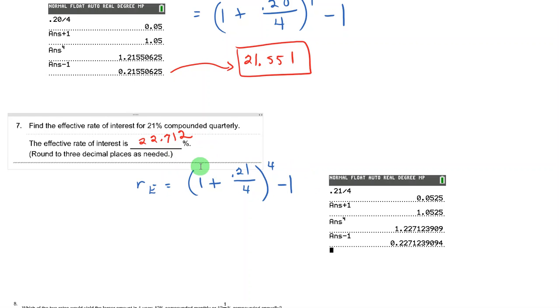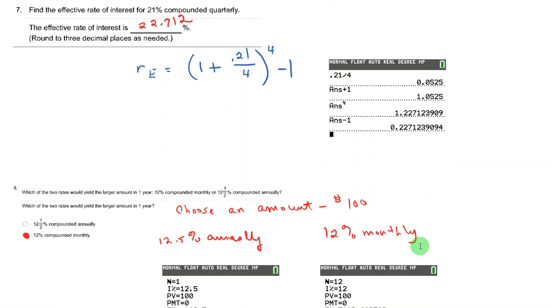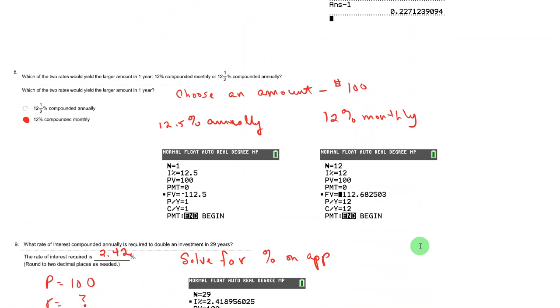You'll do the same thing for this one, and you get 22.712. So same formula. Which of the 2 rates would yield the larger one? 12% compounded monthly or 12.5% compounded annually? So you can do the same thing on your app.